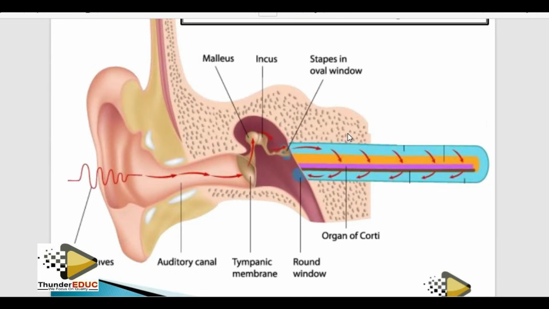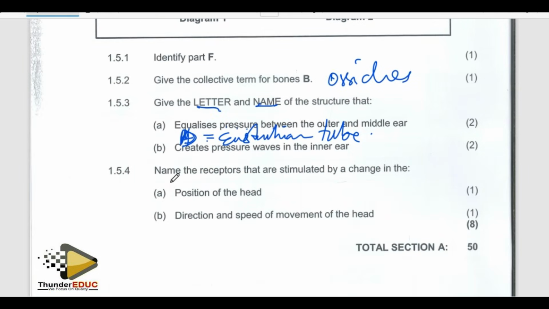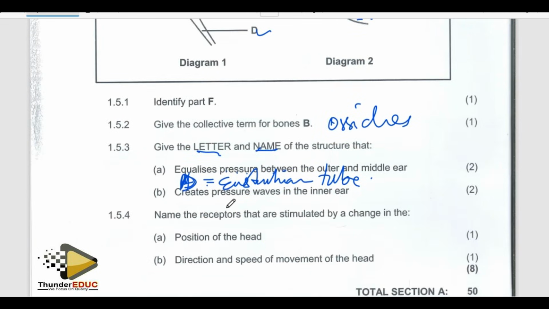Yes, here is the ear. This is what they are saying. You see this part? It creates the pressure wave here. You see now the pressure wave is going in. So this is the eustachian tube. They are saying it equalizes pressure on this side and this side. Those are the two questions. Creates pressure wave, so the answer is C, the oval window.